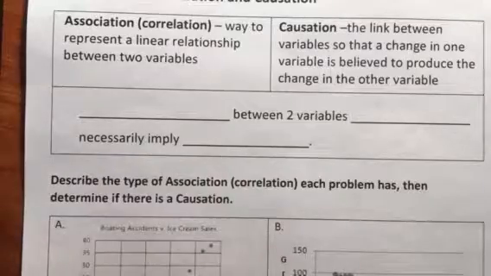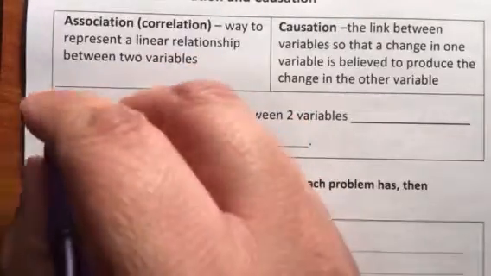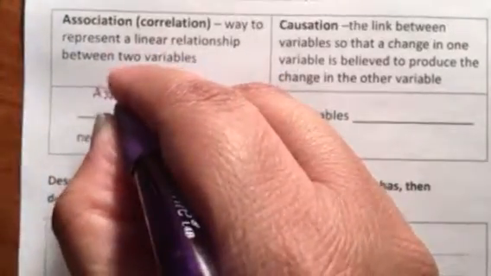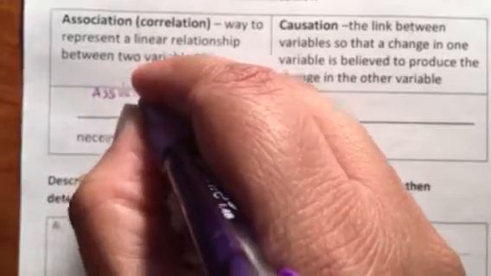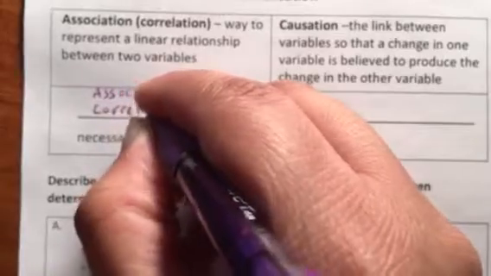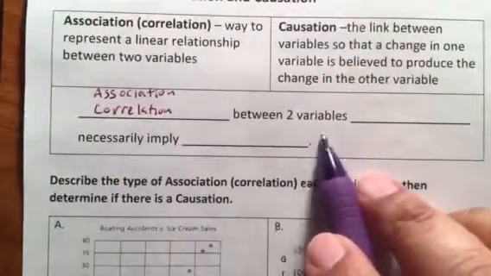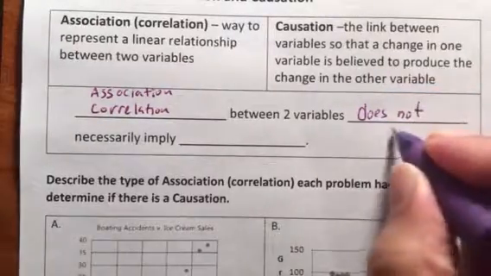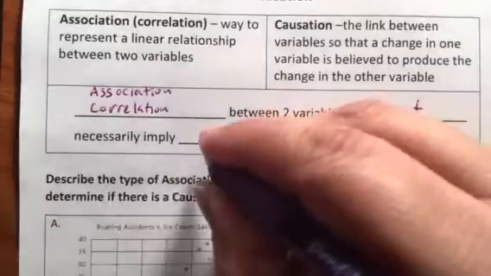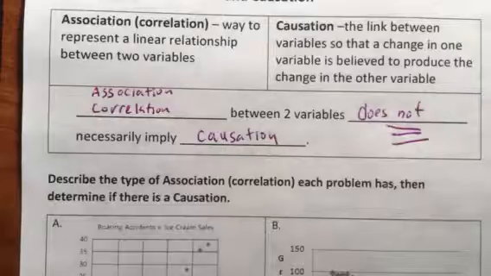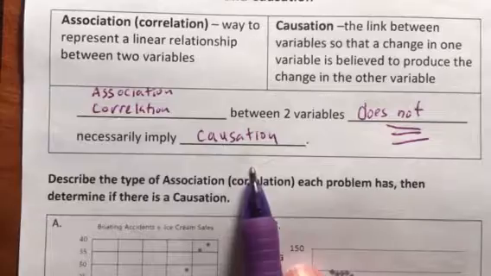Now, the key thing on this is just because two things associate, so just because there's an association or a correlation between two variables, does not mean that there is a causation. Just because there appears to be a positive or a negative correlation, it doesn't mean that it causes it.